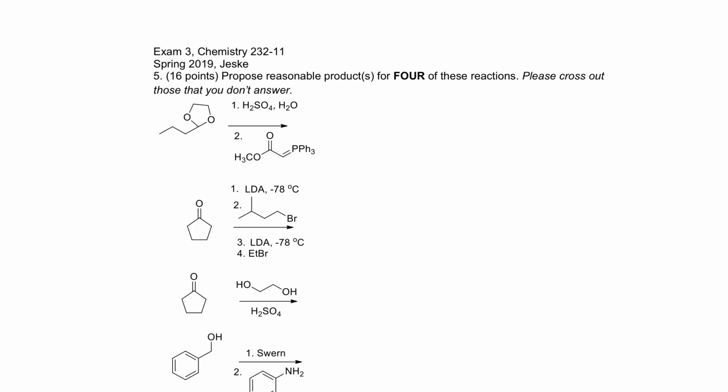Most of these have more than one step to them, so they might be a little more interesting than we're used to. The first one is obviously going to remove the acetal. So we get this compound, the aldehyde, and this is sort of like a stabilized Wittig, right? So we're going to add that to the aldehyde, and we know that a stabilized Wittig gives us the E.